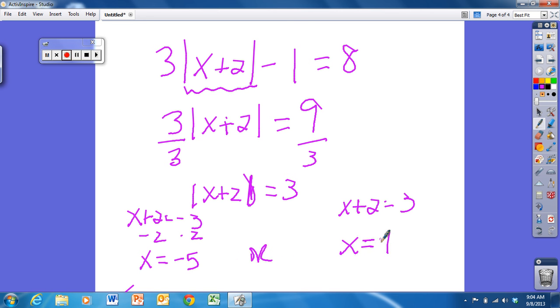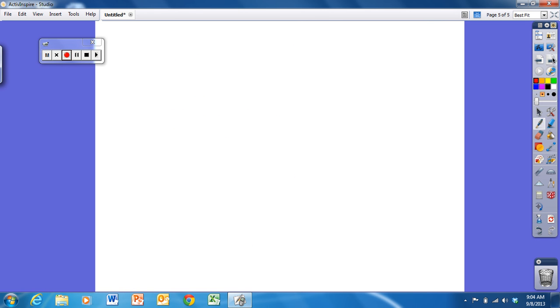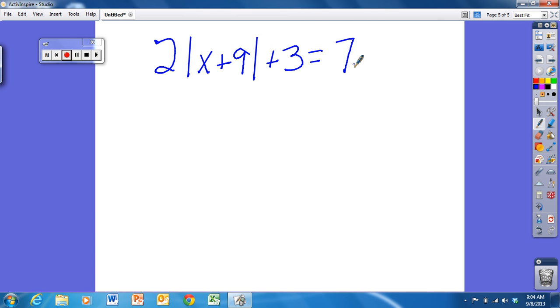Now in your book it might say graph the solutions on a number line. All you would do is put 0 in the middle, 1, negative 5, and you would put a dot here and a dot here. Those are the two solutions, but you have to isolate the absolute value. Try one on your own. Pause the video and try this.